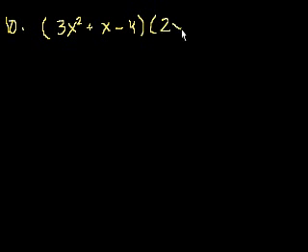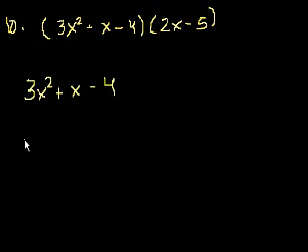That one took up more space than I expected. Problem number 10. Which polynomial represents? So they want us to multiply. This is how they write it: 3x squared plus x minus 4 times 2x minus 5. I find this to just multiply these the way I would multiply any number. So I'd rewrite it as 3x squared plus x minus 4 times, and I put the same degree under the same degree, 2x minus 5.